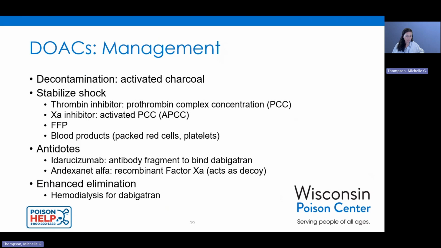We have 2 antidotes to be familiar with. The first one is idarucizumab, which is an antibody fragment that binds up dabigatran. And then andexanet alfa, which is a recombinant factor 10A that acts as a decoy, and so any of the 10A inhibitors will bind to this agent. Enhanced elimination can be utilized, specifically hemodialysis for dabigatran, but because the other medications are hepatically metabolized and not eliminated by the urine, they have no benefit.